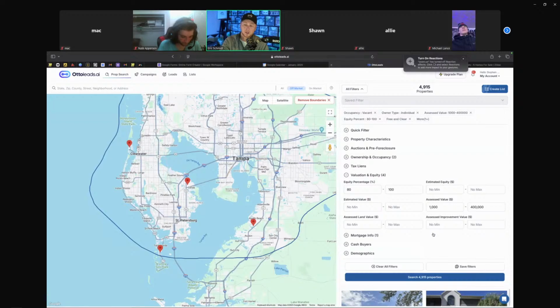So these people should be pretty motivated. Now, obviously, the cheaper stuff is easier to sell for wholesale. 49 is still pretty big. So if the budget wasn't there and I wanted it a little smaller, I'll just decrease the assessed value. Let me do a max of 300,000, and it takes it from 49 to 44. Still pretty big. Let me do a max of 200,000, and so on and so forth.